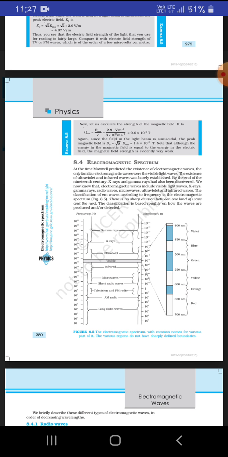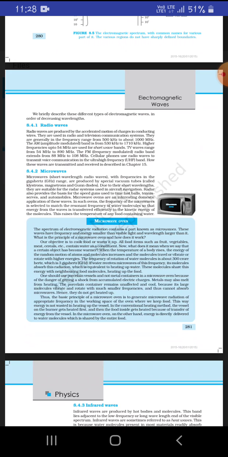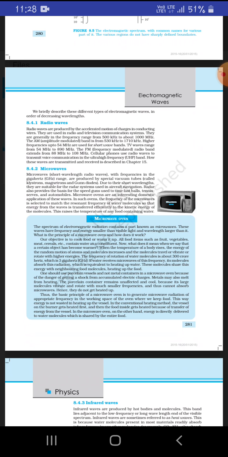There is no sharp division between one kind of wave and the next. All the waves are similar, with only a little bit of change. They are not very different or separate divisions. Next are radio waves. Let's learn about them one by one. The first wave is radio waves.